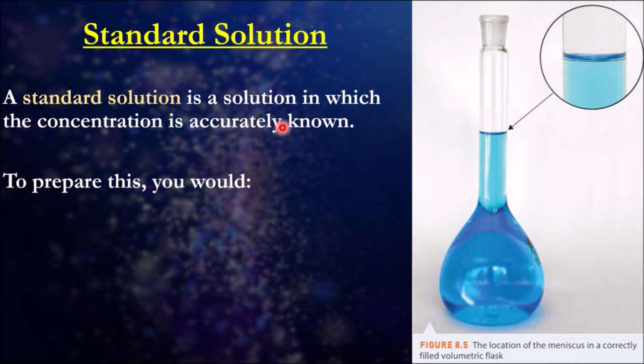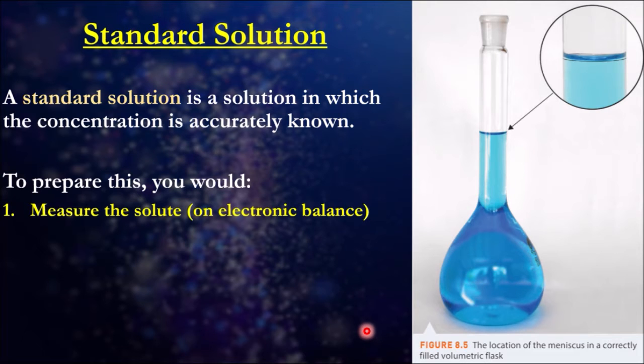To prepare a standard solution, you need a couple of things first. You need to know the measurement of the solute, so the mass you use. You'll probably need an electronic balance. You need to transfer it to a volumetric flask. Obviously, this method is if we're in the lab. In actual industries, it might be a slightly different method. We transfer it to a volumetric flask.